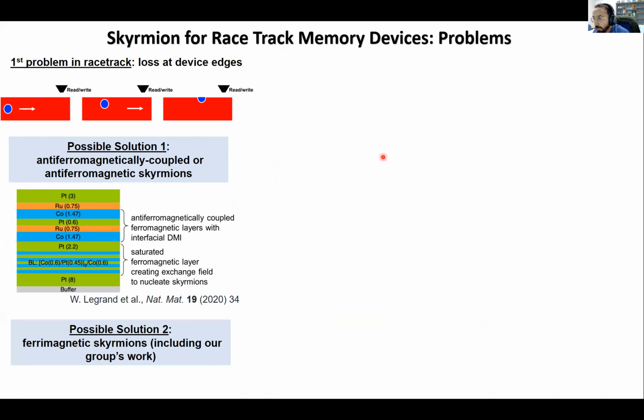So just to summarize what we have discussed so far, we are picking two problems from it. One problem is the loss at the device edges. As I mentioned, when the skyrmion moves in a direction, it also has a lateral movement because of the skyrmion Hall effect, and at the device edge it gets lost.